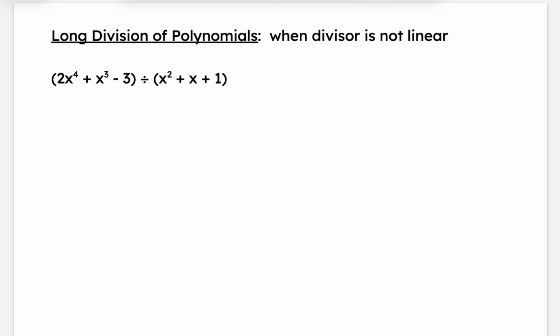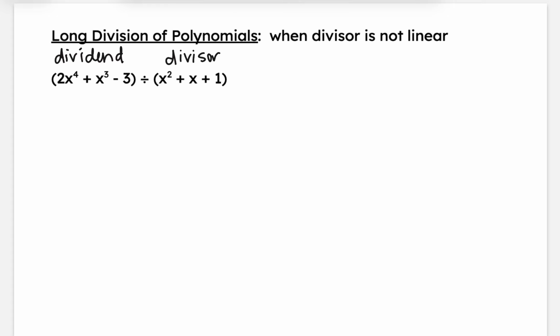I'll label all of these too. Our first part is the dividend. This is our divisor. And our answer is going to be the quotient. Again, if the divisor is not linear, we have to do long division. Most people like synthetic division. That's the thing I'll show you next, because it's a little bit quicker, a little bit easier. But we have to recognize when each method is appropriate.